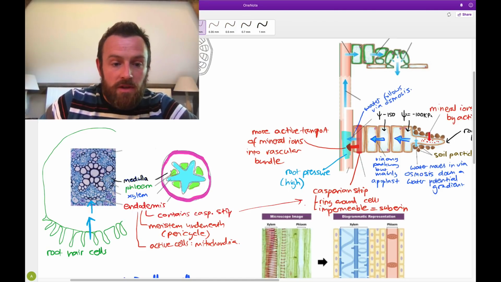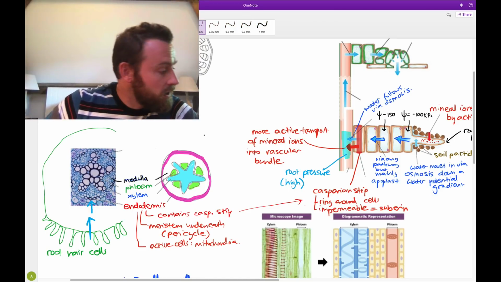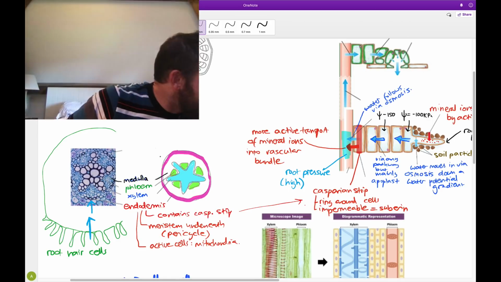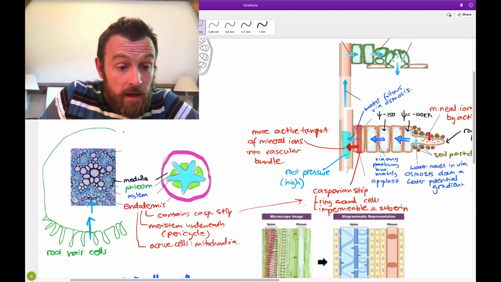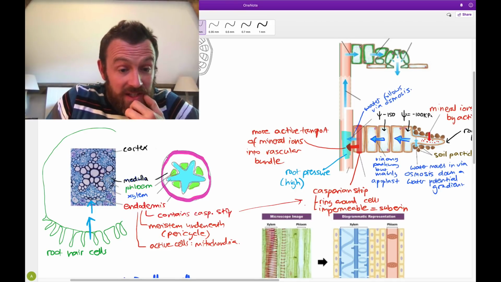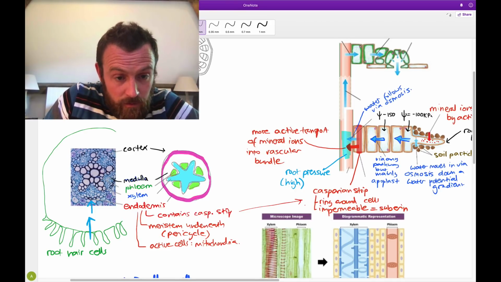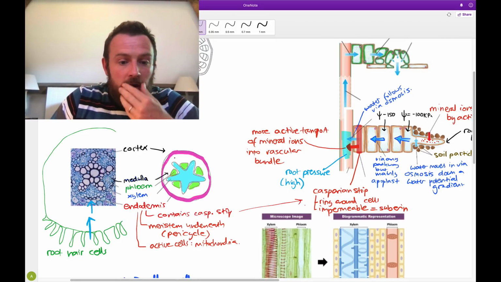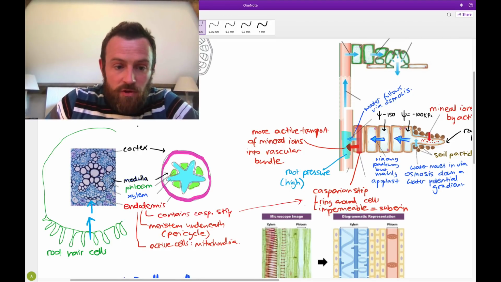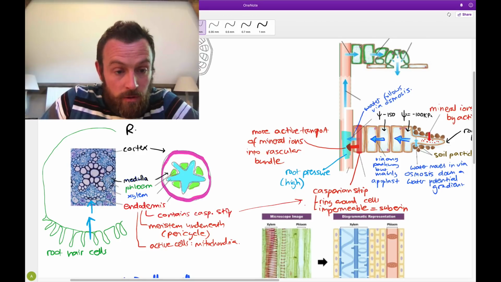Let's make sure we understand what that is. And then outside the endodermis, this is the cortex. Okay, so this is outside the vascular bundle. So that's kind of this area, sort of here. Medulla's inside the endodermis. So this is a cross section. Root cross section.